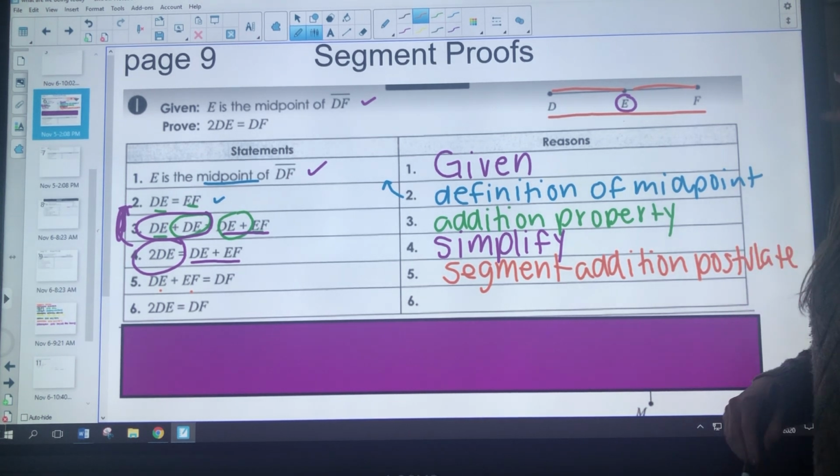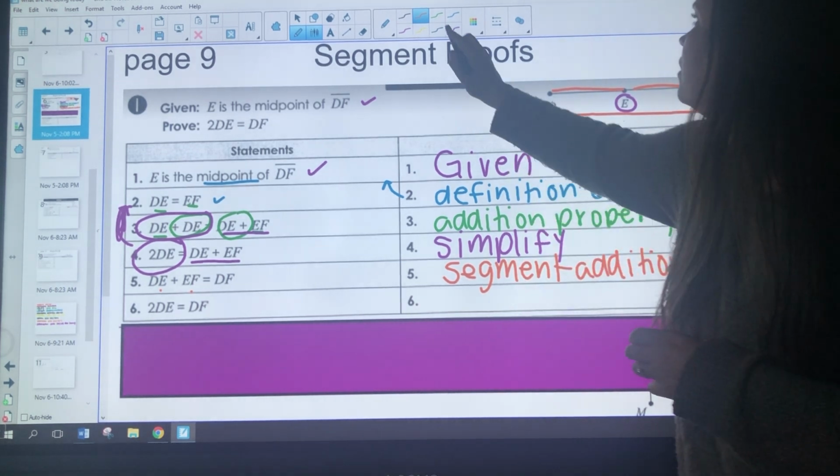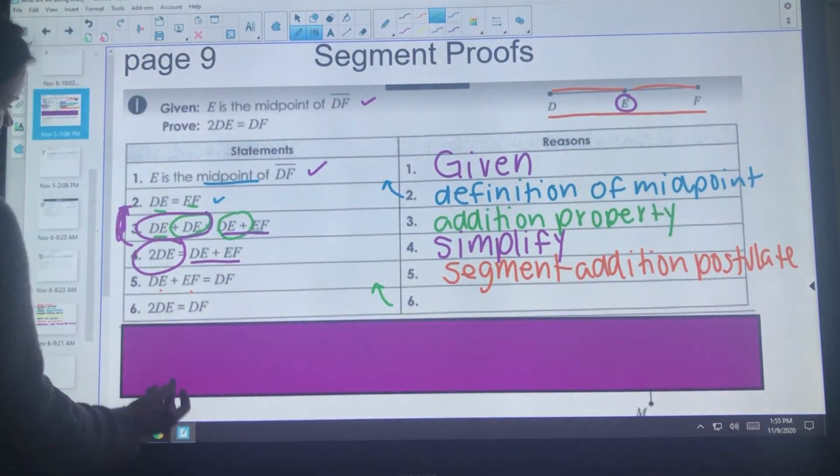So you're going to have to recall all the definitions you learned in chapter 1 and 2, all the properties you learned in this chapter, all the postulates we've done, and all the theorems. You have to use everything. It builds on each other. So the last row, again, only look at the row above. See if you can figure it out. DF stayed the same.